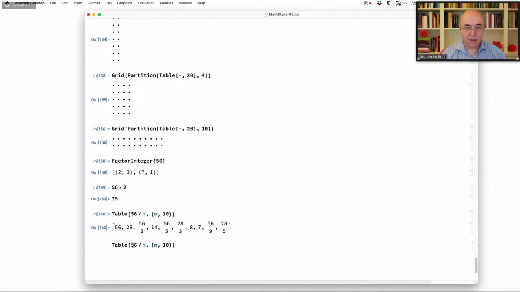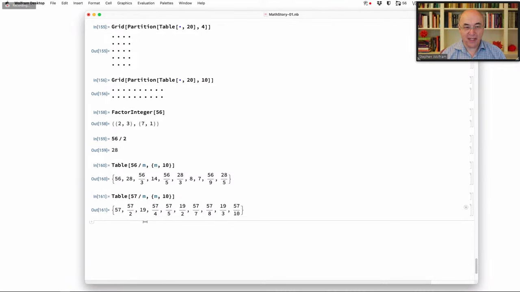Let's try 57. Okay, I didn't actually know if 57 was a prime immediately. 57 isn't a prime because look, it's divisible by 3 there.